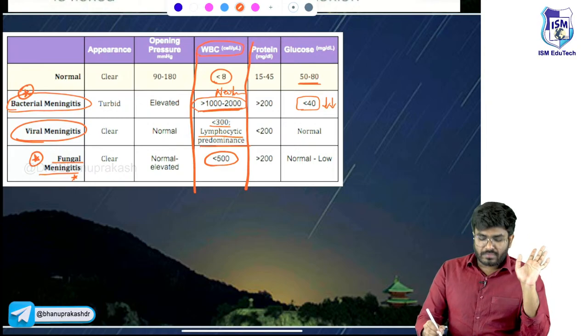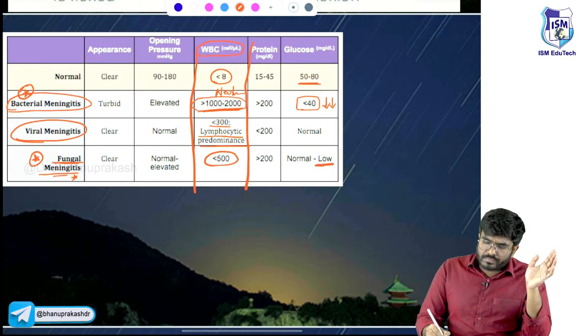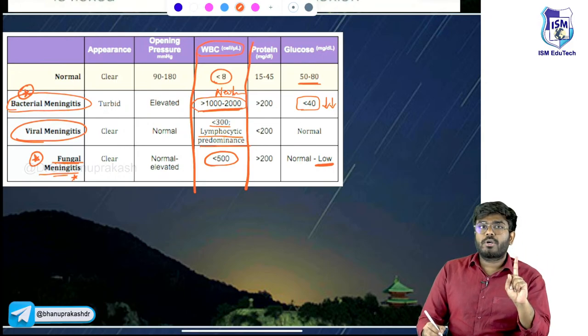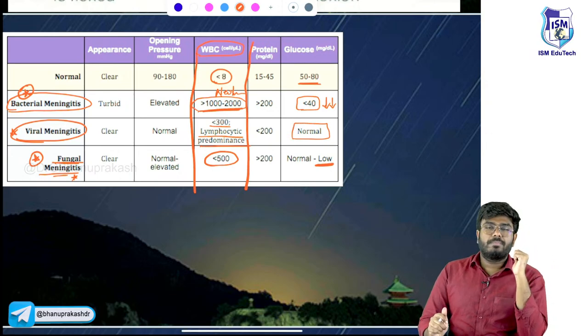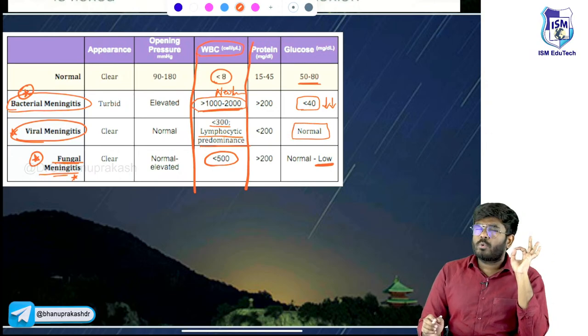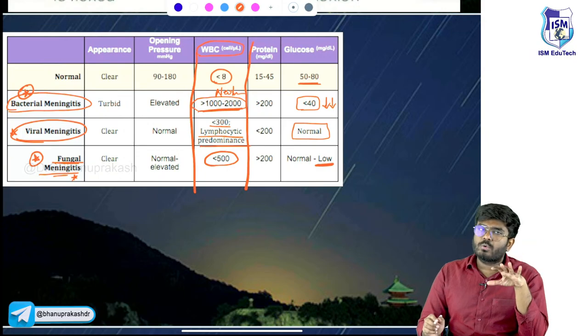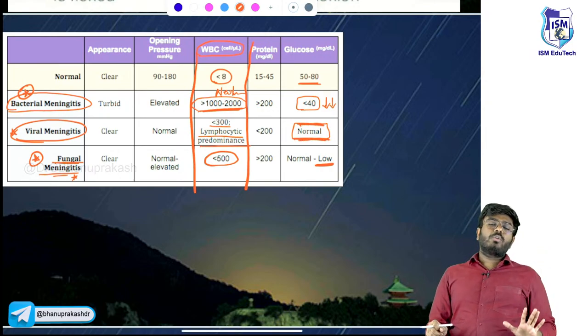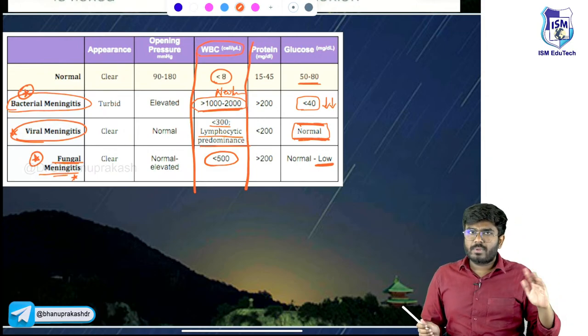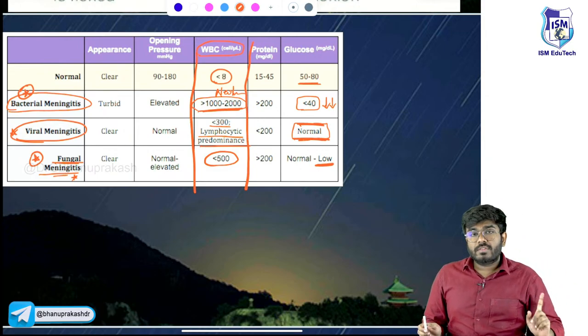Even sometimes in fungal meningitis there can be low glucose levels. But very important, in viral meningitis, the glucose levels will be normal. Most of the time in bacterial and fungal meningitis the glucose levels will go down, but in viral meningitis they will be constant. So based on glucose, you can differentiate viral meningitis from the other two types. Based on the type of WBC and number of WBC, you can differentiate bacterial, viral and fungal meningitis.